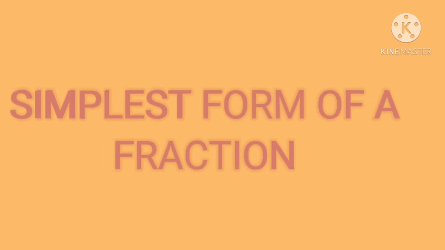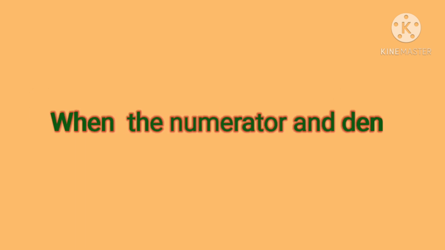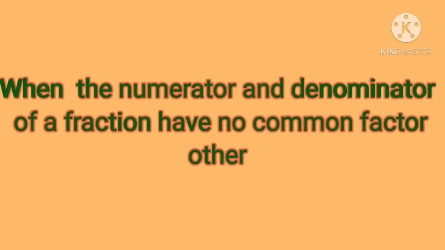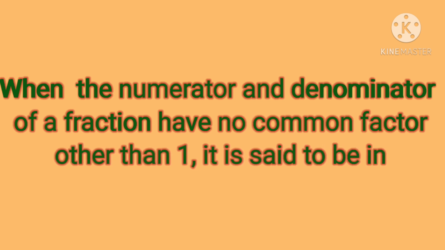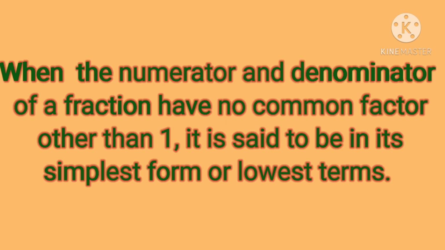Now let us learn about the simplest form of a fraction. What is the simplest form of a fraction? When the numerator and denominator of a given fraction have no common factor other than 1, it is said to be in its simplest form or lowest terms. So now let us learn how to find the simplest form of a fraction.